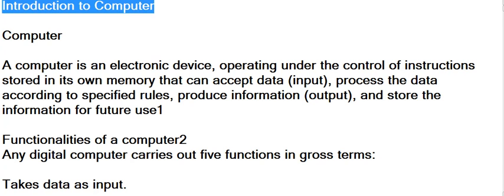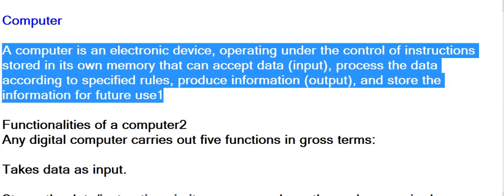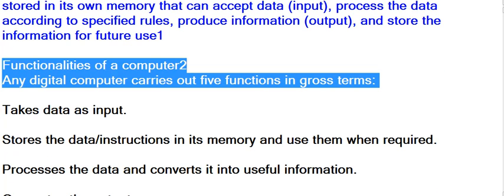Introduction to Computer. A computer is an electronic device, operating under the control of instructions stored in its own memory, that can accept data (input), process the data according to specified rules, produce information (output), and store the information for future use. 1. Functionalities of a computer.